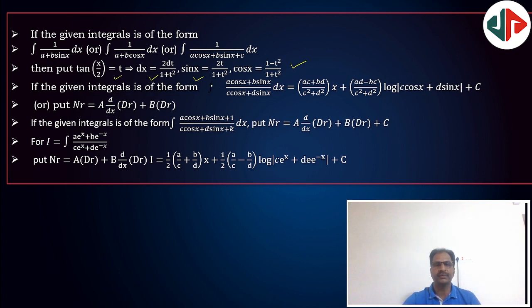If given integral is of the form integral a cos x plus b sin x by c cos x plus d sin x, then remember the shortcut formula: ac plus bd by c square plus d square into x plus ad minus bc by c square plus d square into log modulus denominator. This is a shortcut formula. Procedure is put numerator is equal to a into derivative of denominator plus b.